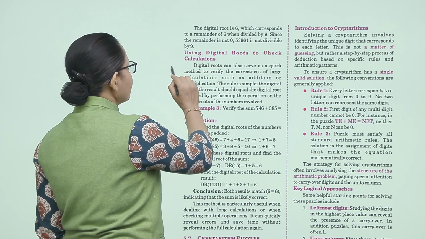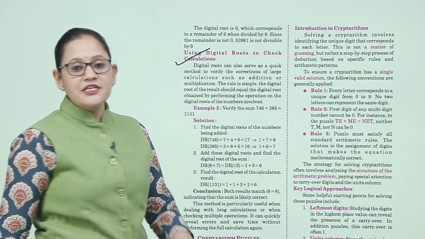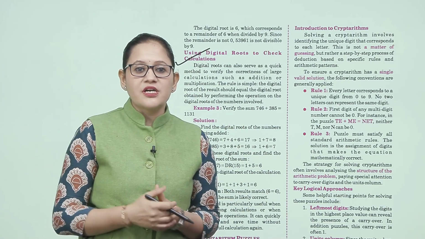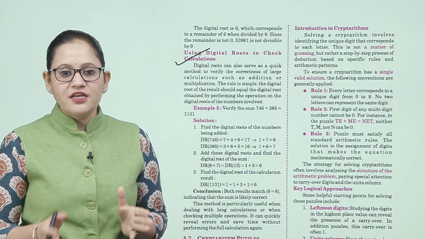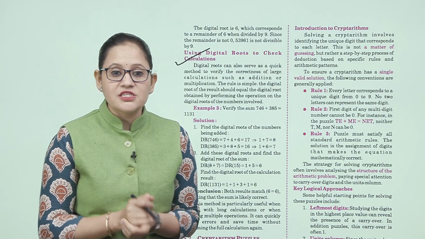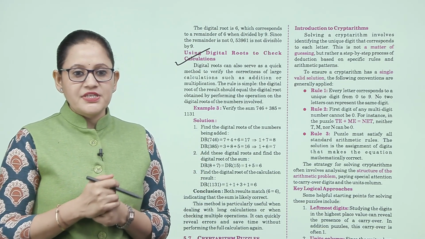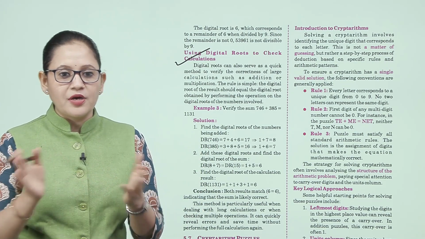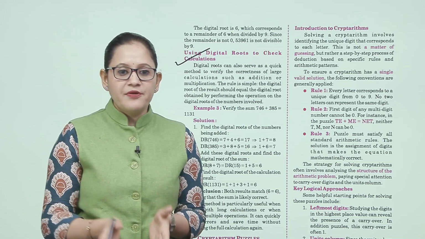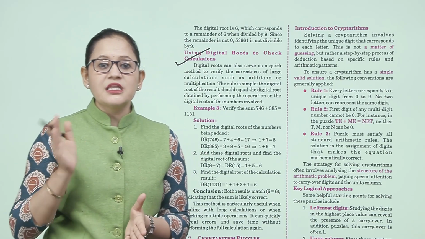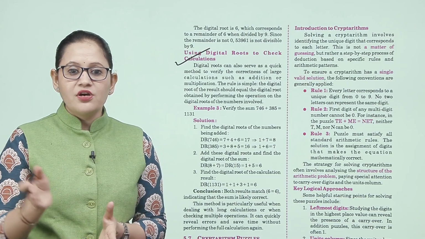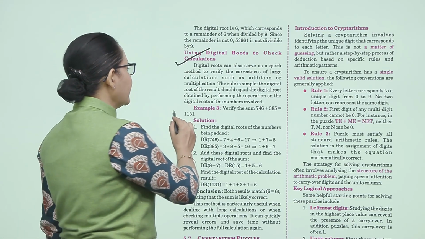Next is using digital root to check calculations. Digital root can also serve as a quick method to verify the correctness of large calculations such as addition and multiplication. The rule is simple: the digital root of the result should be equal to the digital root obtained by performing the operation on the digital roots of the numbers involved. We will take an example here.